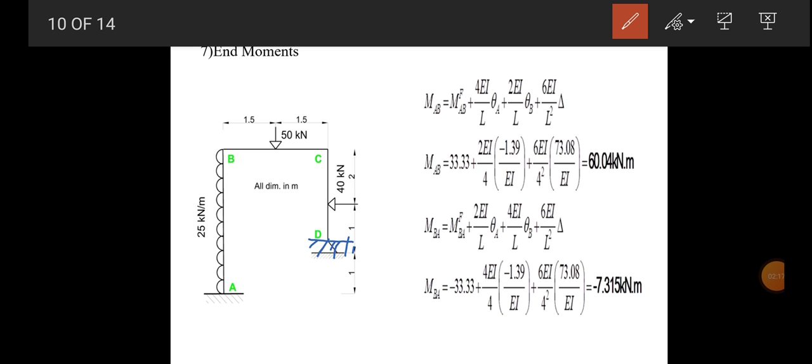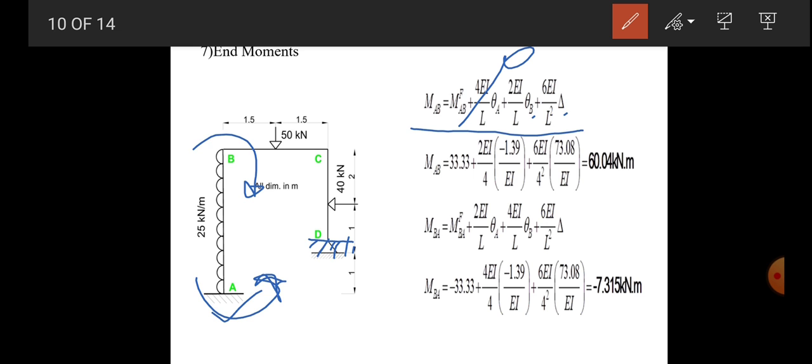Now first let's consider column AB and find out the end moment at end A and B. This is the formula for the slope deflection equation. MAB is equal to MFAB plus 4 EI by L theta A plus 2 EI by L theta B minus 6 EI by L square into delta. Now this delta is there, and theta A will not be there because end A is a fixed end. So theta B will be there, rotation is there, and MFAB will be there. So by putting the value of MFAB, theta B, and delta, which were calculated earlier, we have 60.04 kilonewton meter moment at end A.